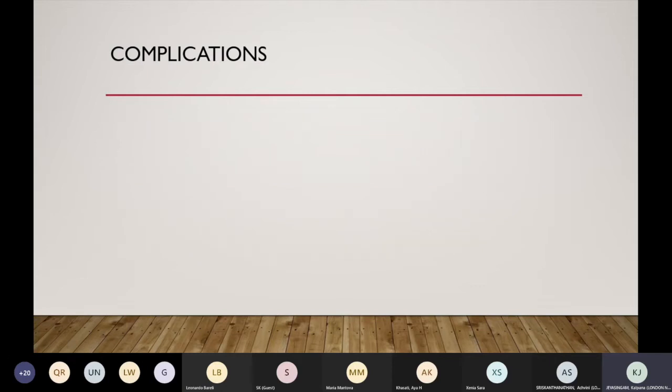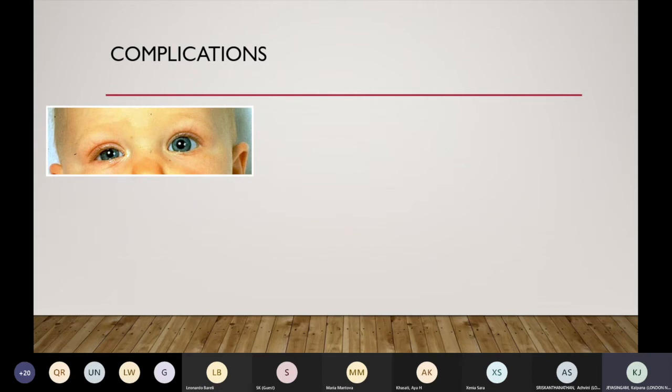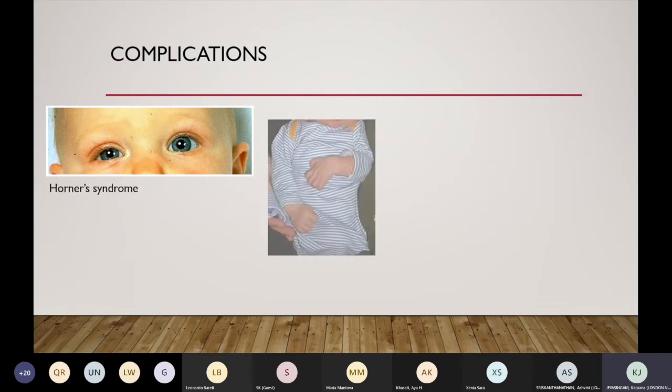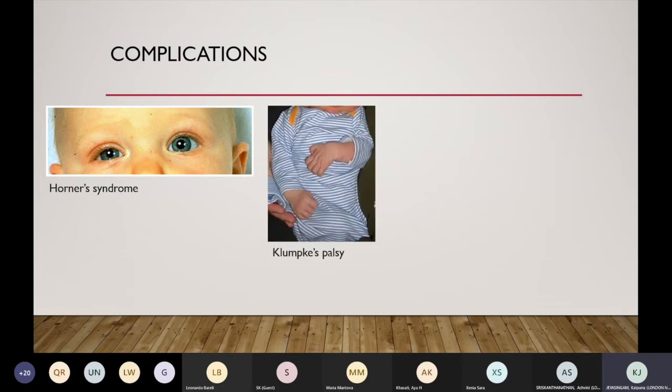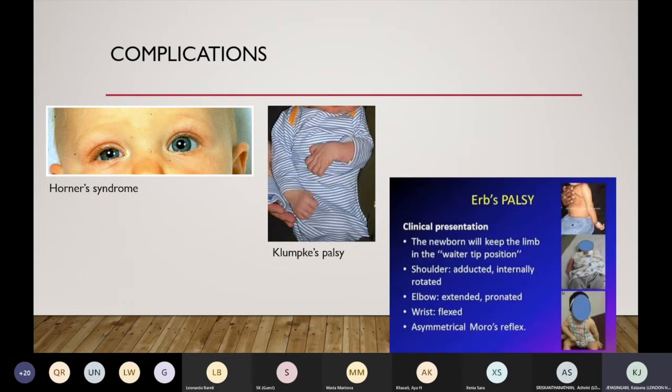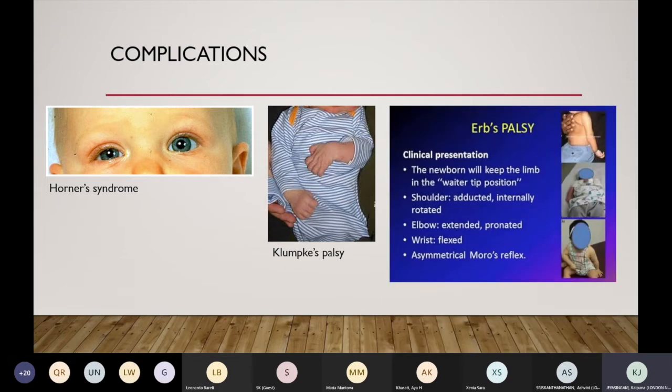And I think we have pictures. So this is Horner syndrome. You can see on the baby's right that the pupil is slightly smaller than the left, and there's a bit of droopiness. Then we have Klumpke's palsy, which looks like a claw-shaped hand. And then you have Erb's palsy, which is the characteristic Waiter's tip, where you notice that the shoulder remains attached to the body and is internally rotated.